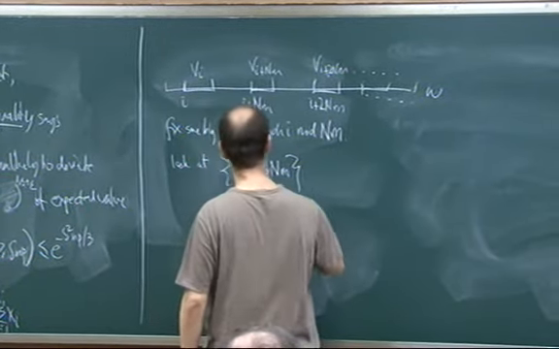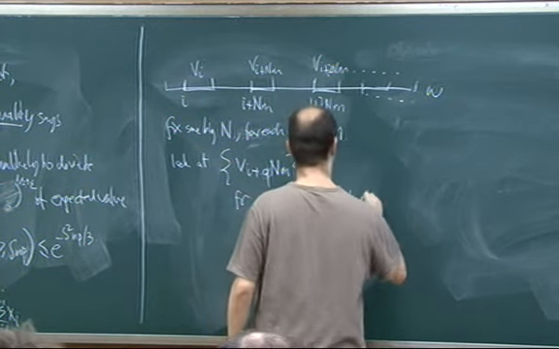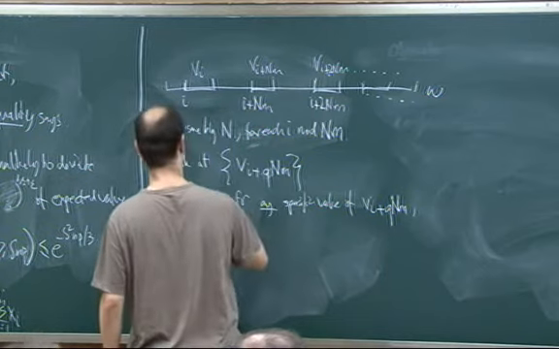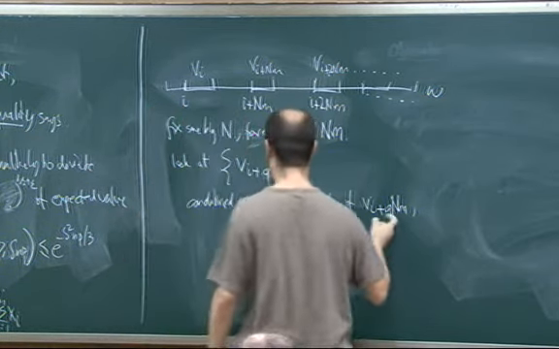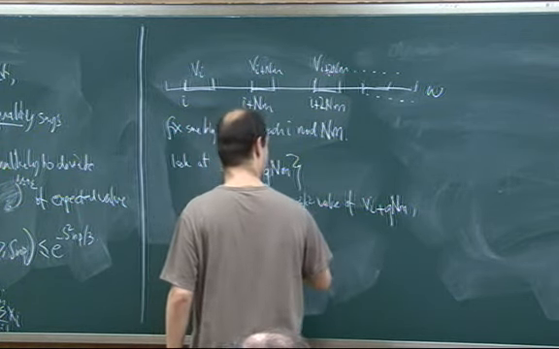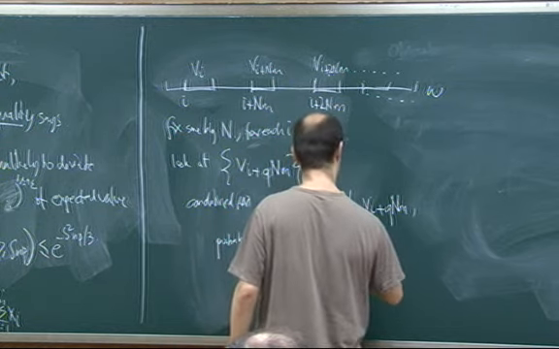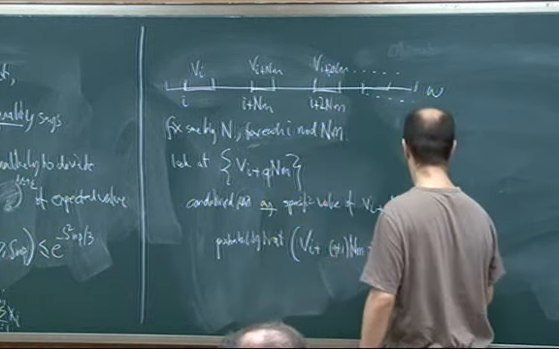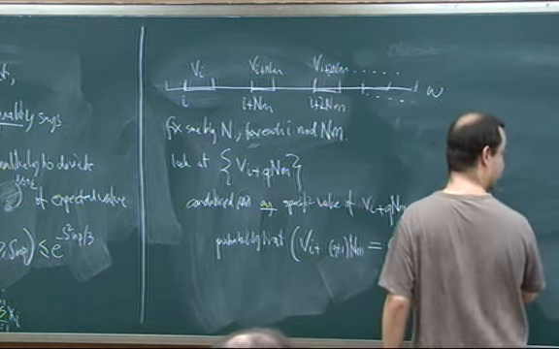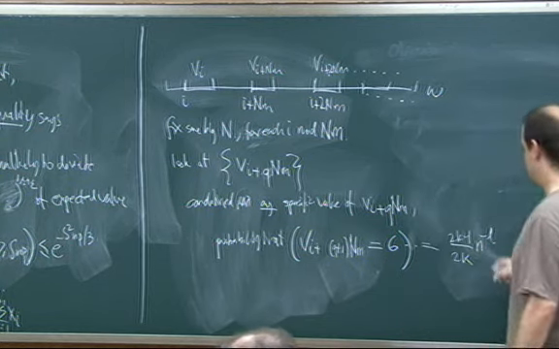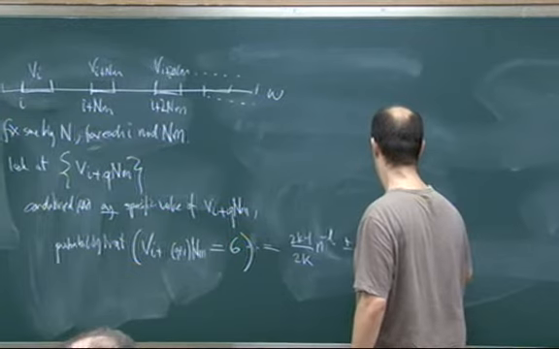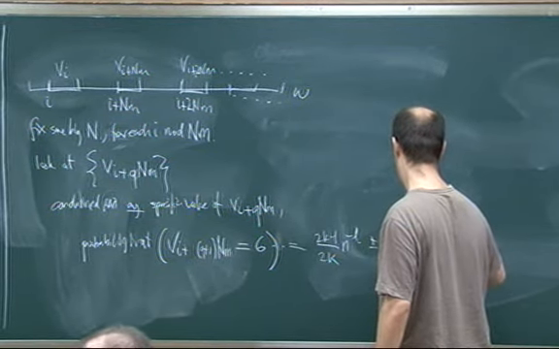The point is that it's an exponential rate of decay, and what this means is that for any specific value of V sub I plus QNM, conditioned on any specific value of this, the probability that the next one, V sub I plus (Q plus 1)NM, is equal to the word we're looking for is, well, what should it be? It should be (2k minus 1 over 2k) n to the minus L, plus or minus something which looks like n to the minus NM or something.